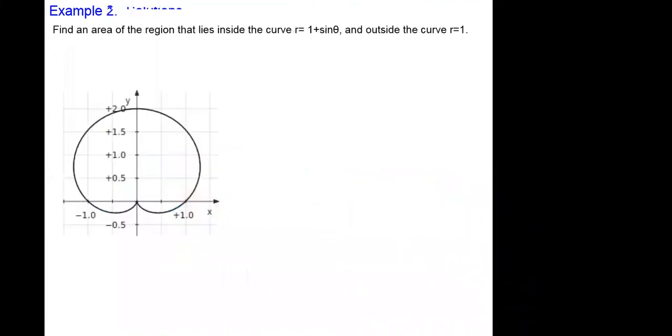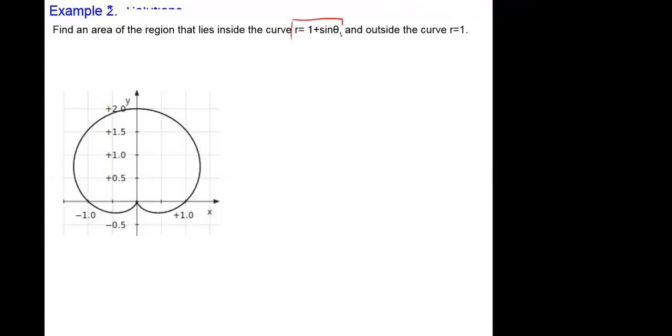Okay, let's try this. Find the area of the region that lies inside the curve r equals 1 plus sine theta, and outside the curve r equals 1. That means I started drawing. We know that this is a cardioid. You can check: sine at 0 is 0, 0 plus 1 is 1, and then 2, 1, and then 0. That means that's the shape.